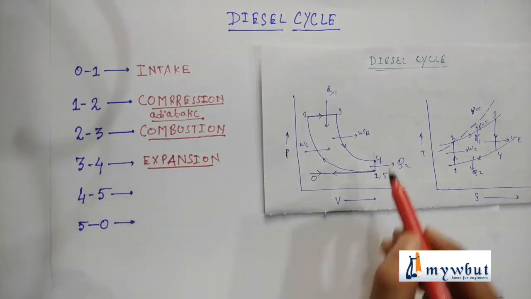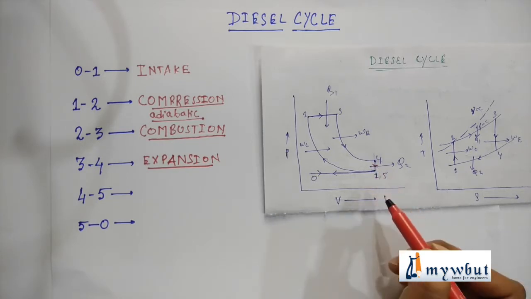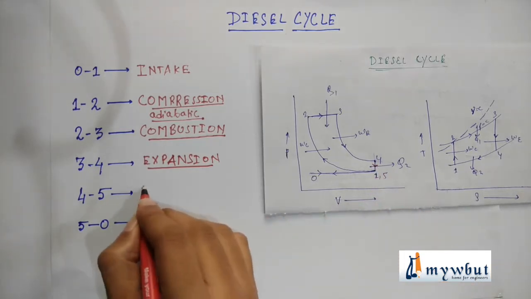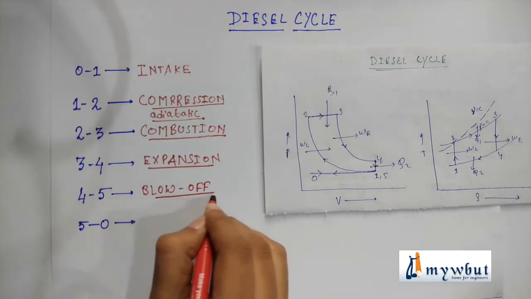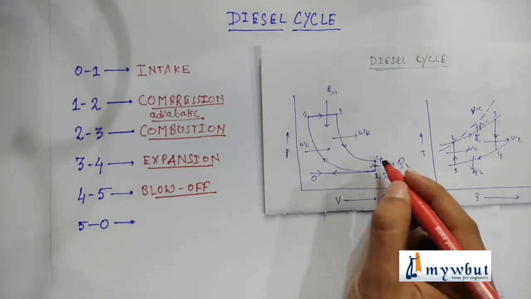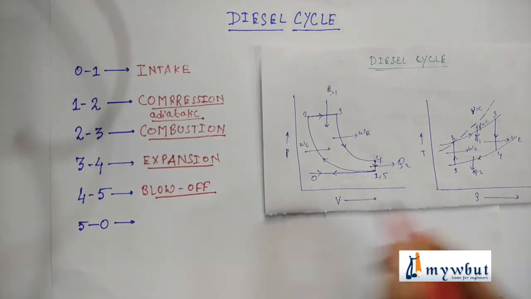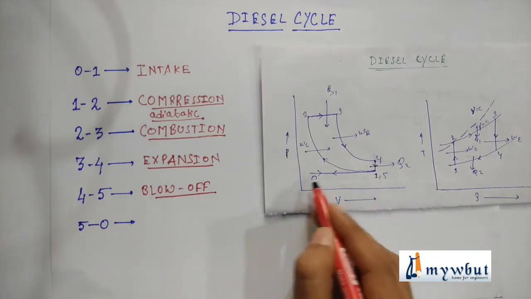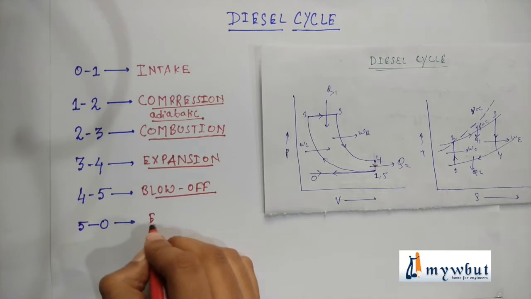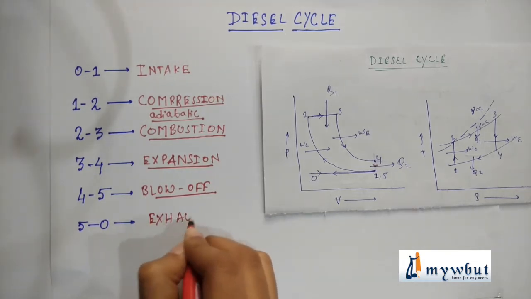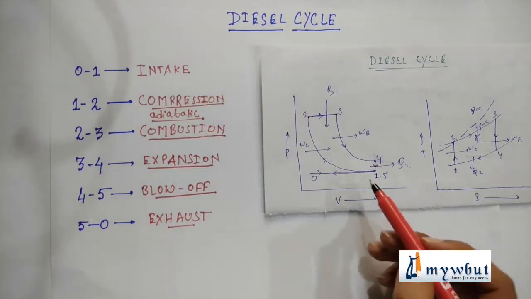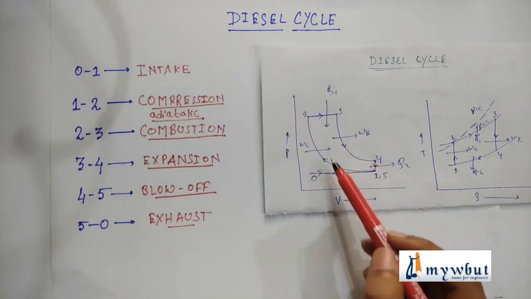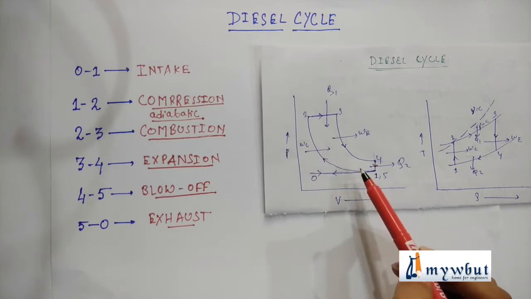Process 4 to 5, as you can see here, is the blow off process as of the previous one, where heat is rejected, that is Q2. And again the process 5 to 0 is the exhaust process. So with these definitions we have completed the diesel cycle definitions and understanding of the diagrams.